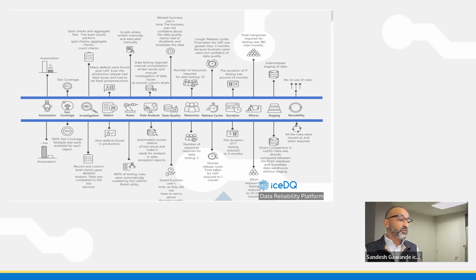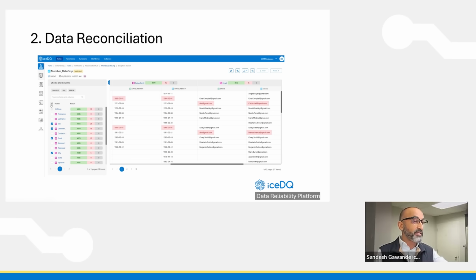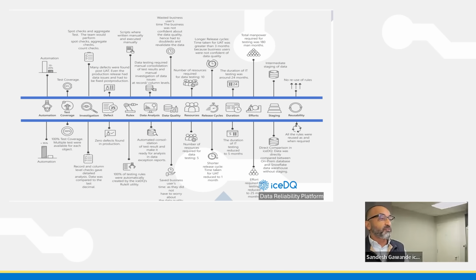Investigation, right? So now, as you saw in the previous example, not only do I get told there is a problem in the data, I get to know exactly which table, record, and column I have a problem in. Then there is of course recording of defects, that you can record all the defects. You can automate, because a product like iceDQ, if you tell it this is the old system, this is the new system, it can automatically create the rules to test your system. You can also look at it helps in data analysis, data quality, resource. The number of resources of course has to reduce with automation.